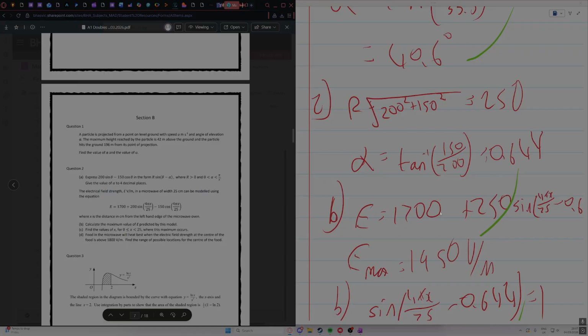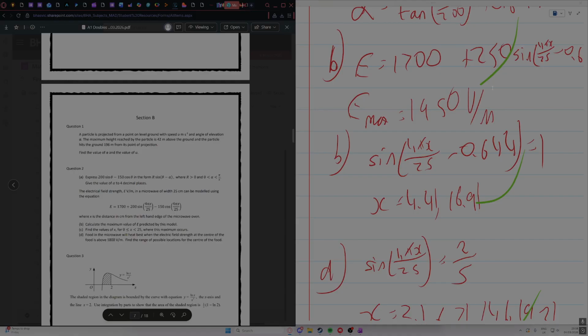So if you know a special method to find R and alpha fast, which I do, which I'm not going to explain now, but I can explain it if anyone asks in the comments, then you still get all the marks for it.